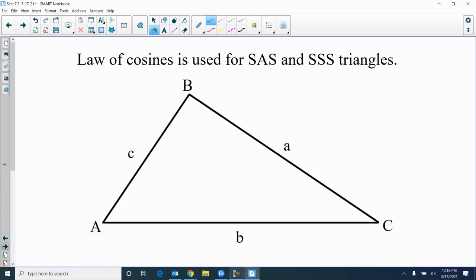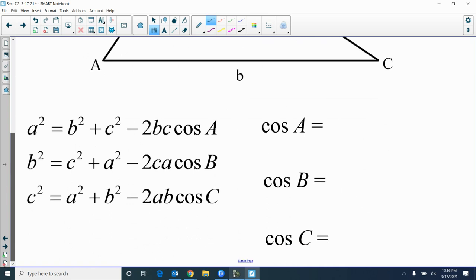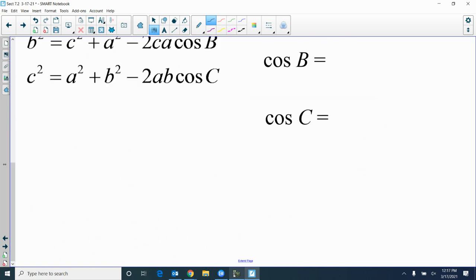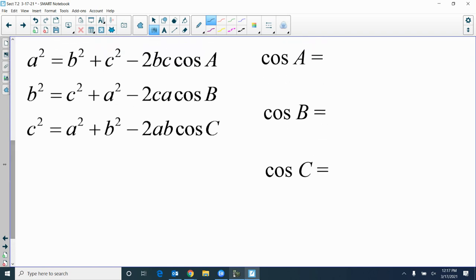Now, I do want to go over here if you want to find an angle. So I'm just going to start with this first one. And really, you can just pay attention here. A squared equals B squared plus C squared minus 2BC cosine of A. Whatever you're solving for, A squared, that has to be the same angle. All right, how do I get cosine of A by itself?